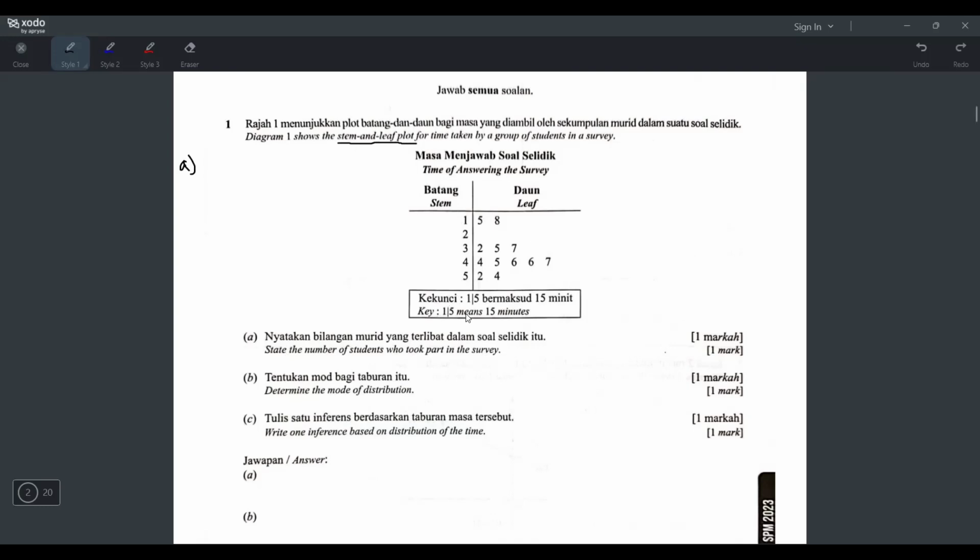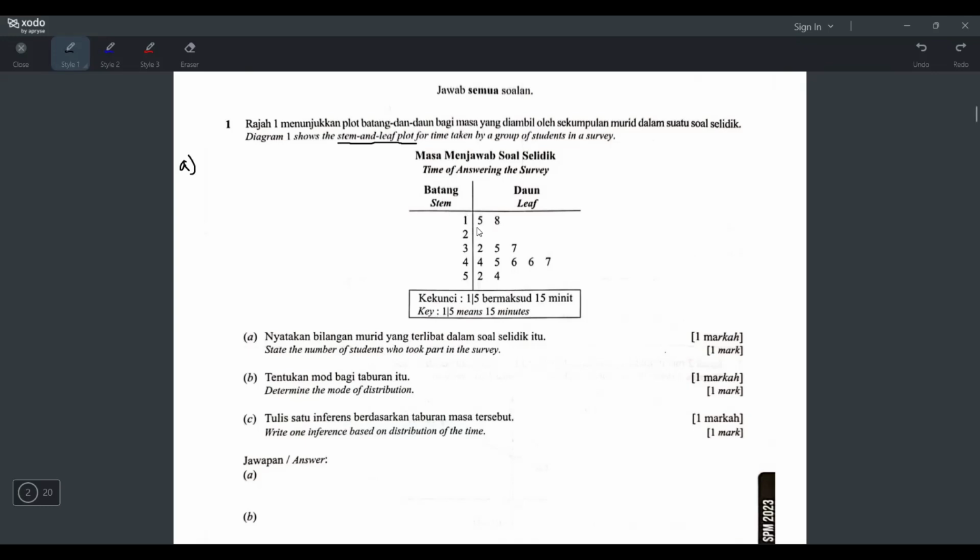Okay, so 1 line 5 means 15 minutes. It means this represents 1 student. Okay, so the total number of students will be the total number of leaf. Yeah, because the leaf represents, bilangan daun adalah bilangan murid lah.